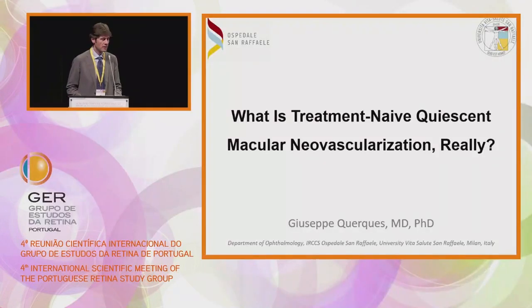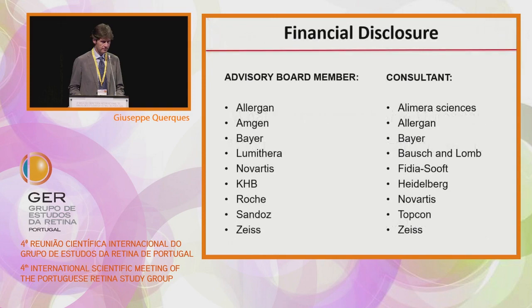I will try to be as clear as possible because there are so many points that we can discuss afterwards, after my presentation, regarding the definition of what is quiescent choroidal neovascularization or macular neovascularization and what is just subclinical, non-exudative macular neovascularization. I will discuss this during this presentation. So these are my disclosures.